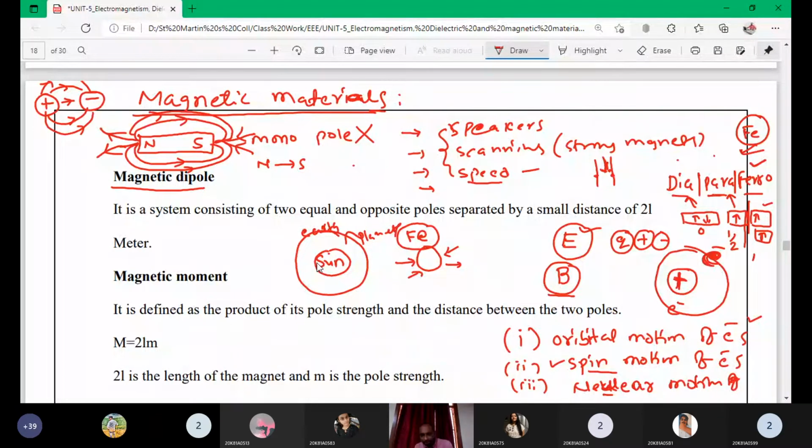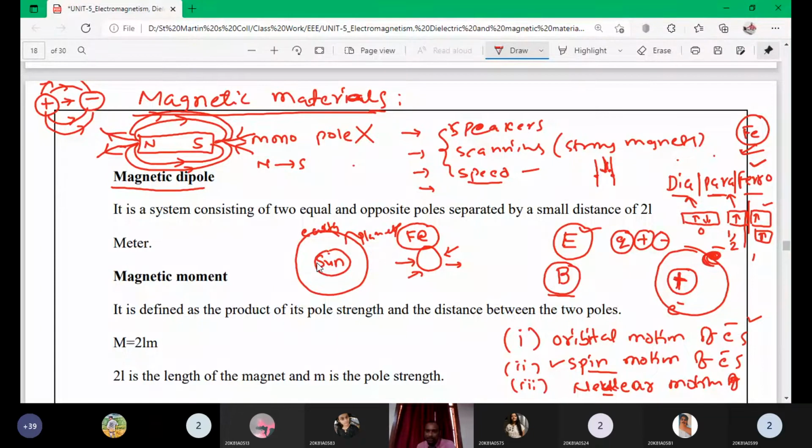Suppose you take any element: if all electron shells are completely filled, that acts as a diamagnetic material. If one or two shells are partially filled, that acts as a paramagnetic material. If more orbitals or more shells are partially filled, that acts as a ferromagnetic material. So ferromagnetic materials are very strong magnets with a strong magnetic field, and they will strongly attract and strongly repel. Para is a little bit less compared to ferro, and dia is much less compared to para.